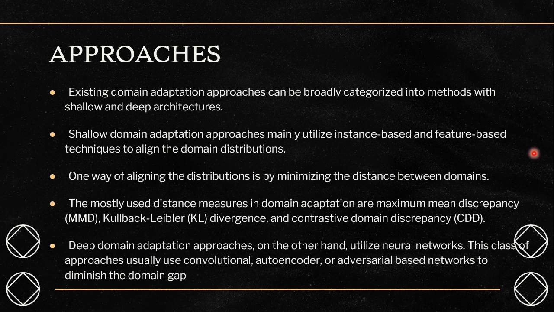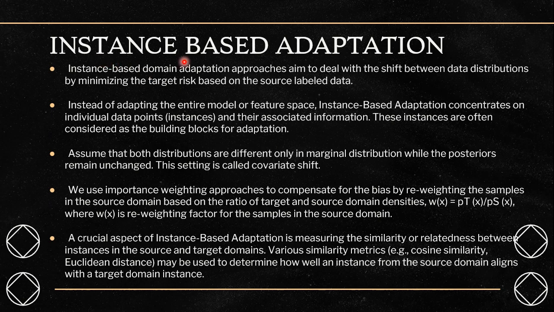These three methods we are talking about, the instance-based, feature-based, and the deep domain, use different techniques to minimize these parameters. So we will look upon them. First one is the instance-based domain adaptation. So what is instance-based domain adaptation? What is an instance? We can simply say instance-based adaptation is like making the data sets similar.